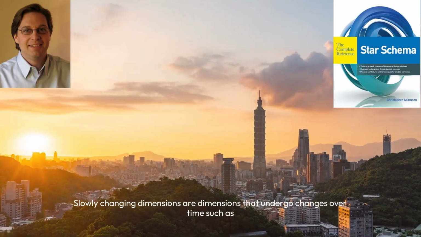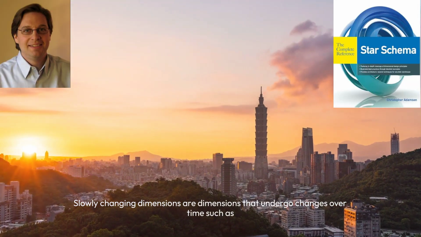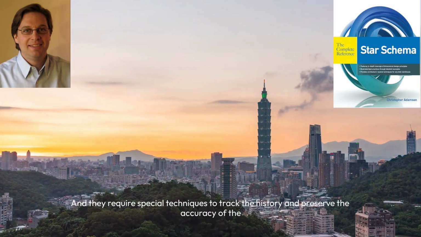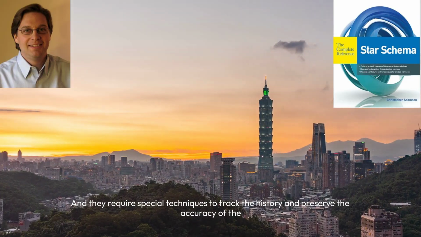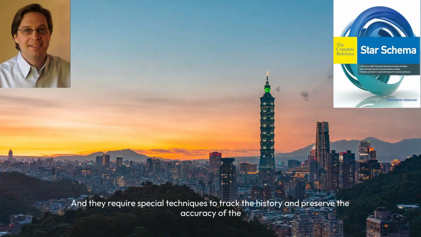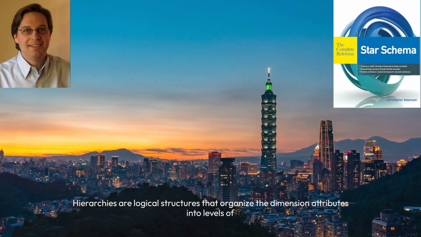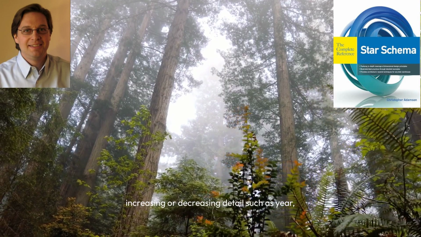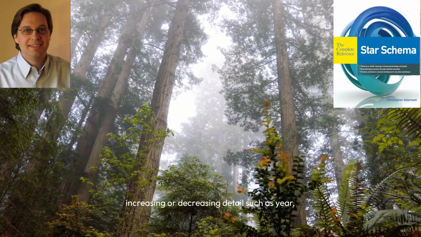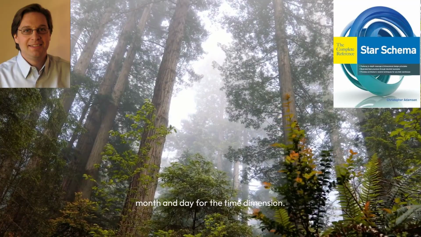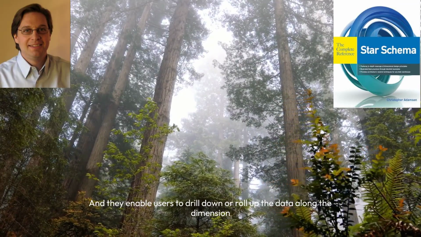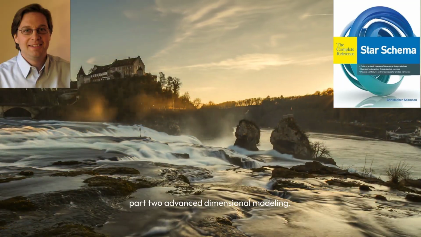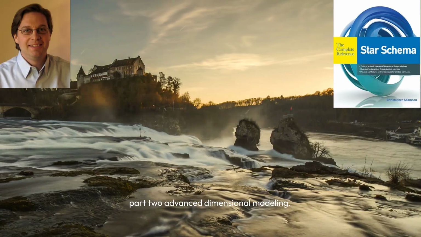Slowly changing dimensions are dimensions that undergo changes over time, such as customer name, address, or status, and they require special techniques to track the history and preserve the accuracy of the facts. Hierarchies are logical structures that organize the dimension attributes into levels of increasing or decreasing detail, such as year, quarter, month, and day for the time dimension, and they enable users to drill down or roll up the data along the dimension. Part 2. Advanced Dimensional Modeling.